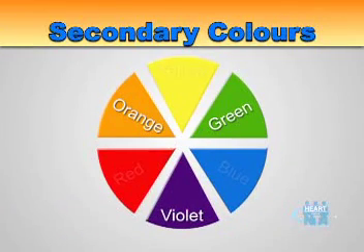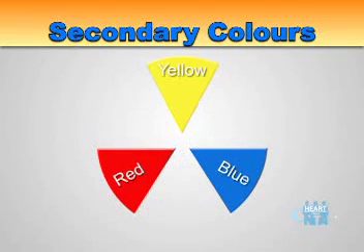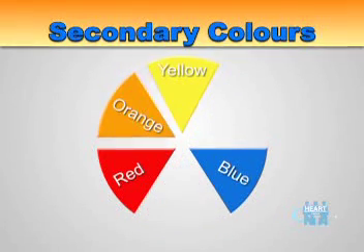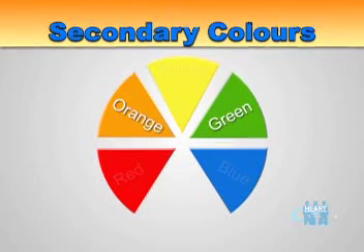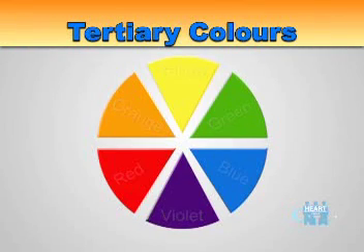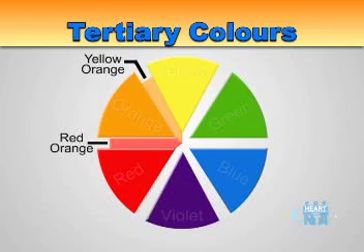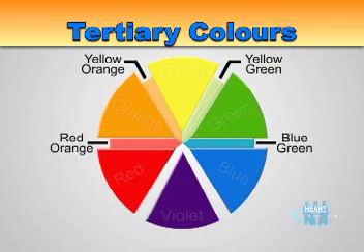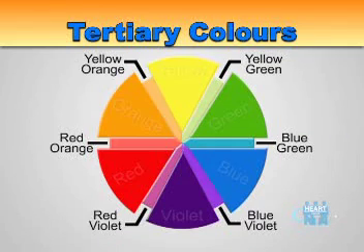Secondary colors are formed when equal proportions of 2 of the primary colors are mixed together. For example, red and yellow mixed together yields orange, yellow and blue mixed together yields green, and blue and red combined produces violet. Tertiary colors are achieved by mixing a secondary color and a primary color in equal amounts. The tertiary colors are red-orange, yellow-orange, yellow-green, blue-green, blue-violet, and red-violet.